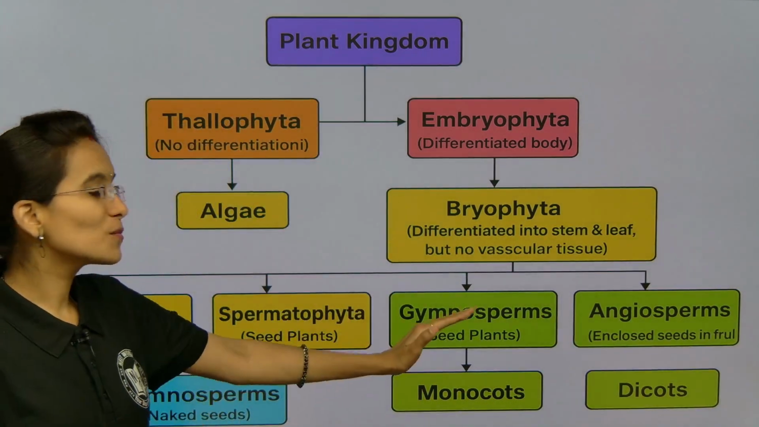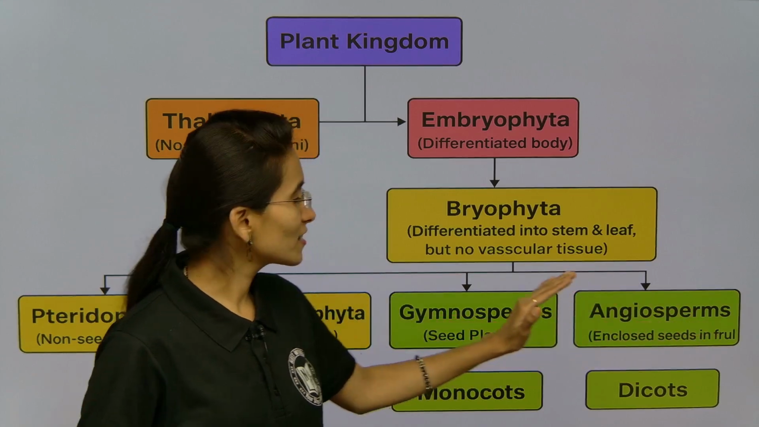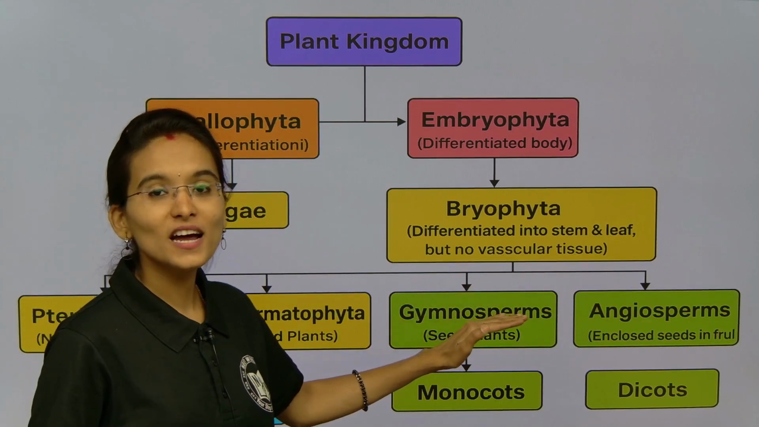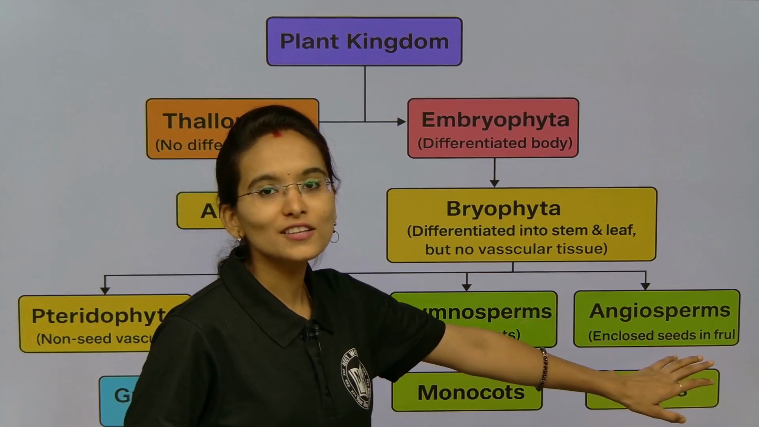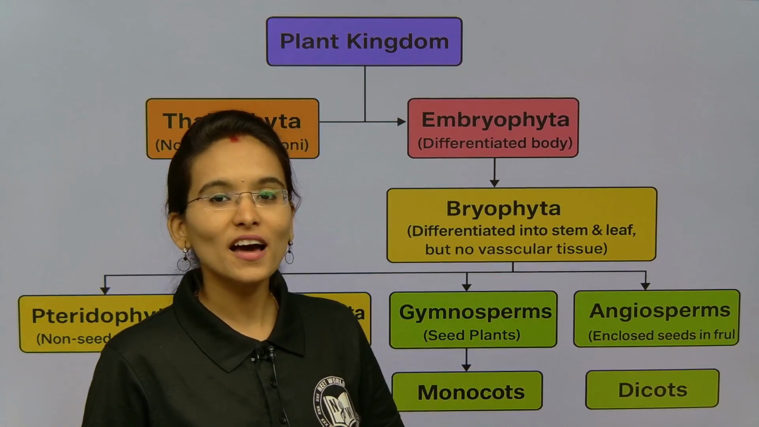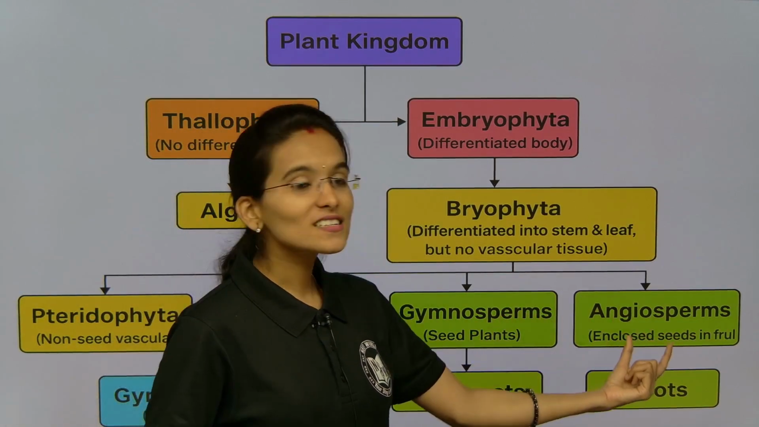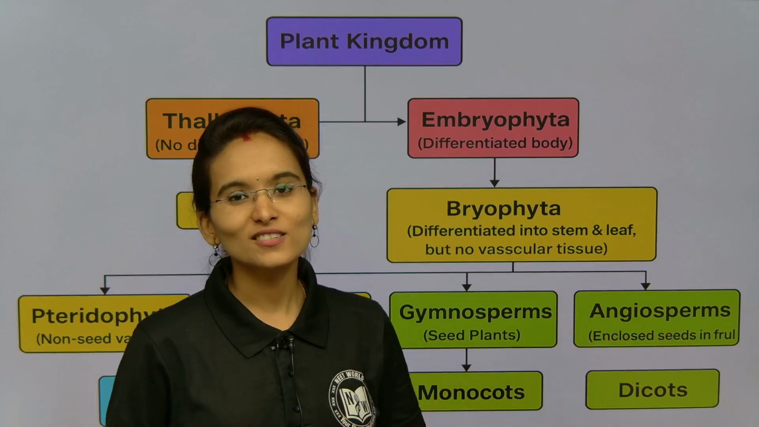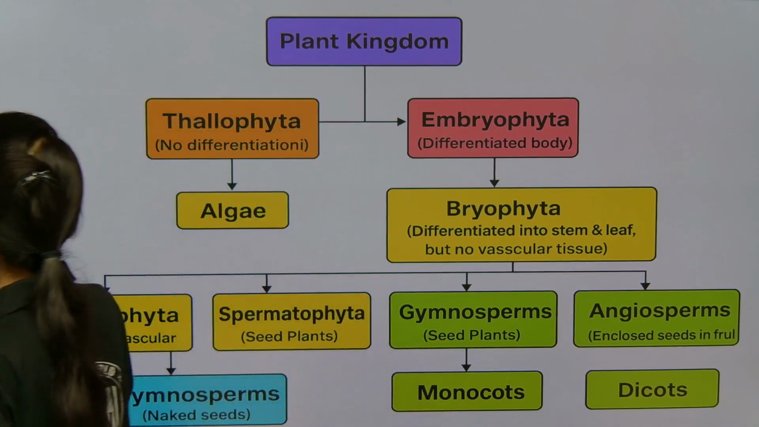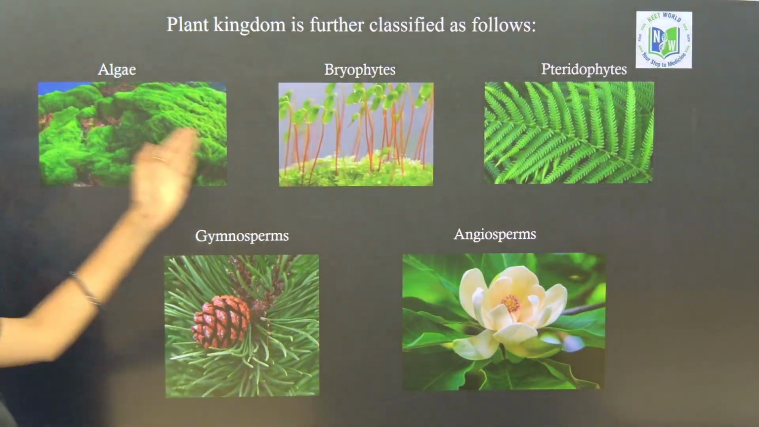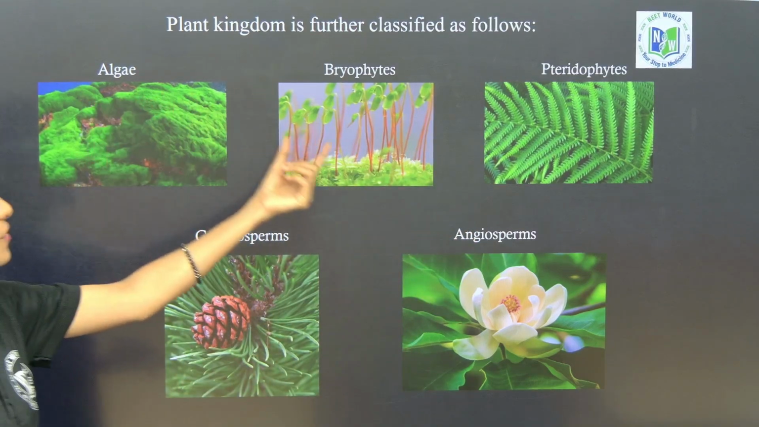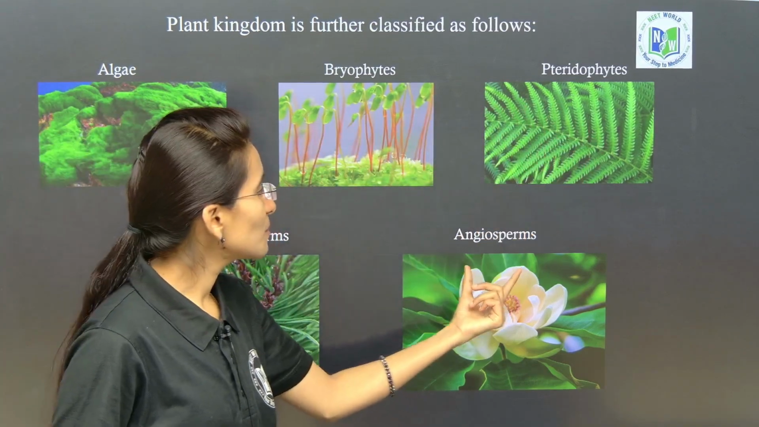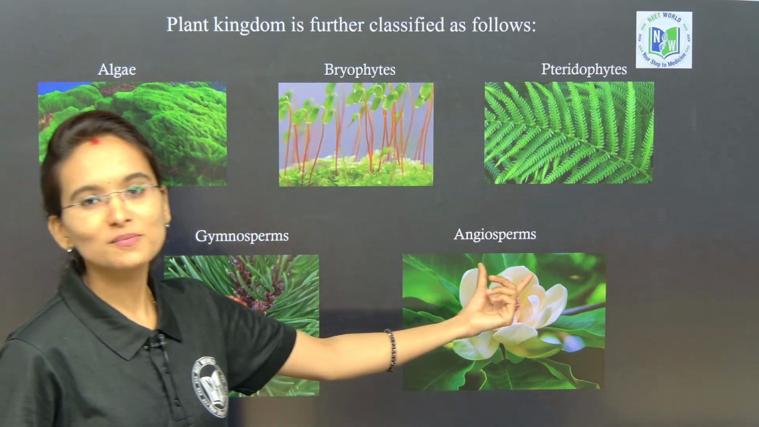And next the gymnosperms and angiosperms. The gymnosperms are the non-flowering plants where we can see the naked seeds. And when it comes to the angiosperms, these are the flowering plants where the seeds are enclosed in the fruits, my dear students. So this is what we have done in the previous class. Yes, so these are the visuals. Just have a look at it. Algae, bryophytes, pteridophytes, gymnosperms and angiosperms.